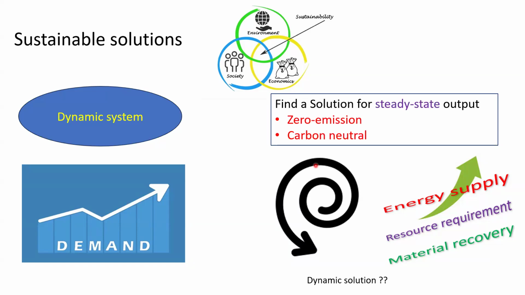To find sustainable solutions for a steady state, it can be okay. But we need to give sustainable solutions for a dynamic system because our demand is increasing. That is very difficult, and we also need to find dynamic solutions for that case. That means the capacity of the power plant needs to be increased, and the capacity of the waste management system also needs to be increased day by day.